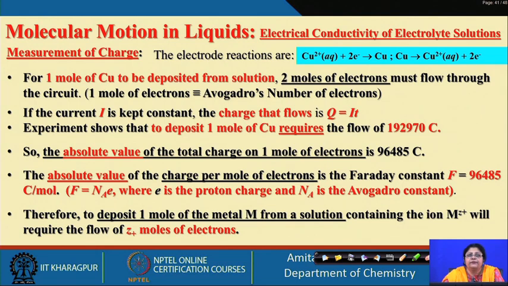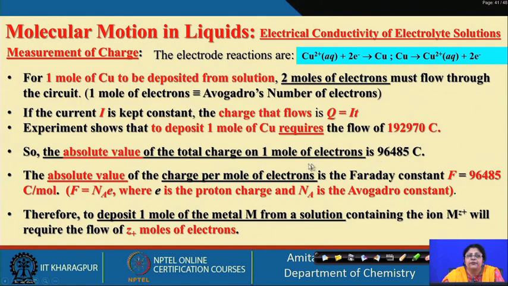Okay. And from our knowledge that 1 mole of electrons means the Avogadro number of electrons, keeping that in mind, if the current is kept constant, then the amount of charge required to deposit 1 mole of copper is found experimentally to be 192970 coulombs. Okay. So, the absolute value of total charge on 1 mole of electrons is going to be 96485 coulombs.